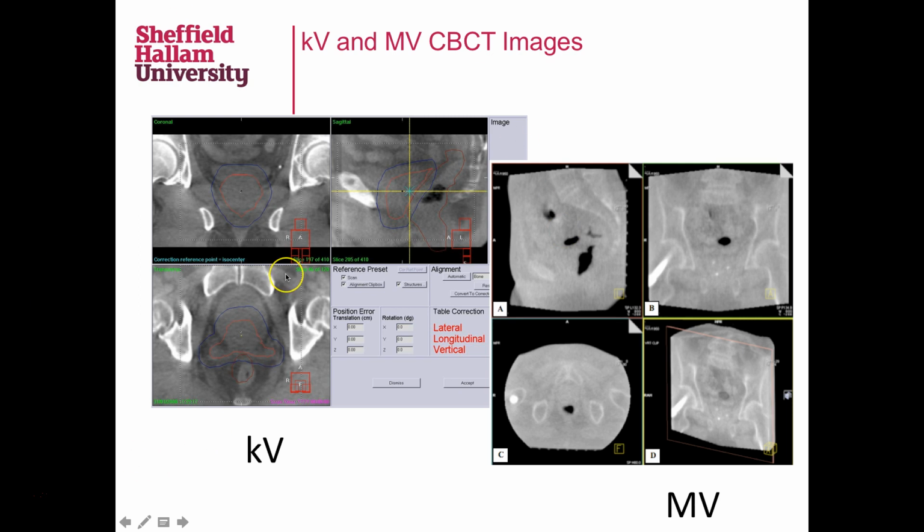Whereas with kV, with the lower energy, we get obviously the photoelectric effect, and so we can see here, I think these are really nice images. So this is obviously a prostate patient taken from the Elekta XVI software, and I think you can see quite a bit of detail there in terms of the soft tissue.